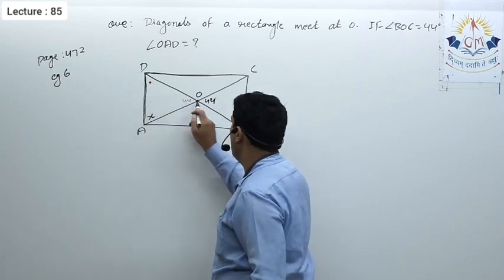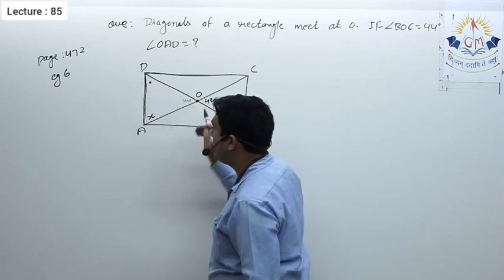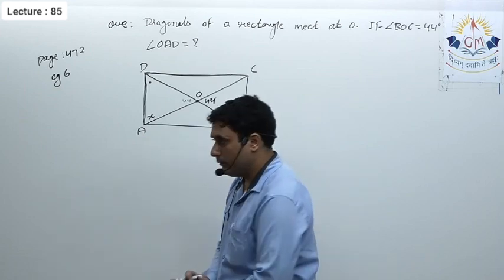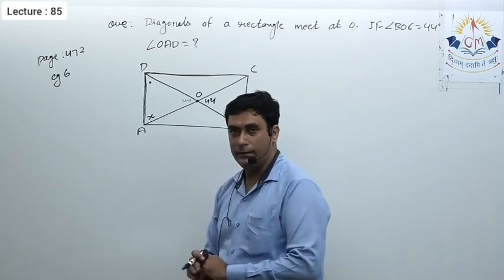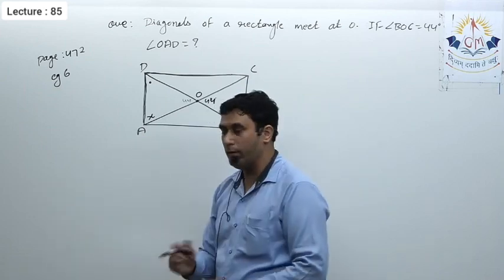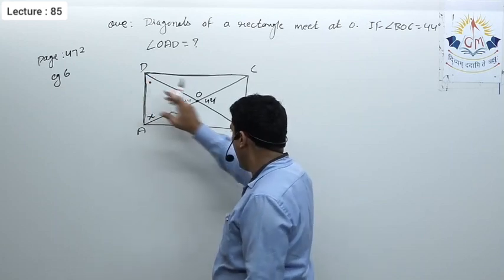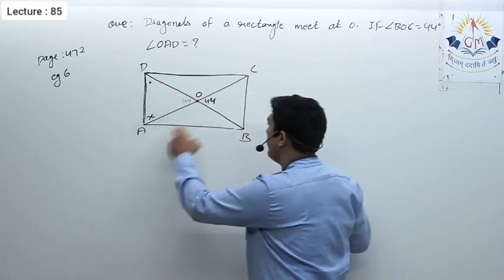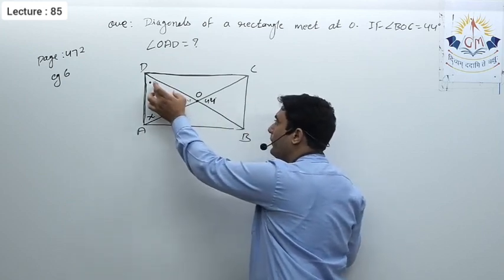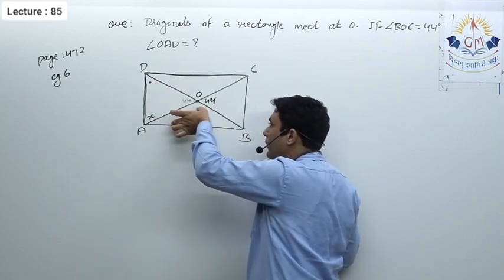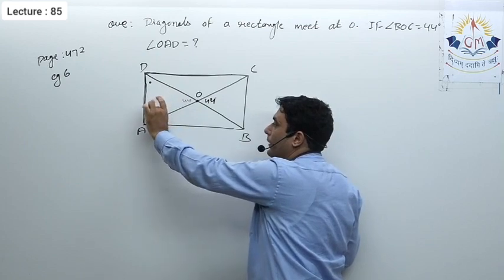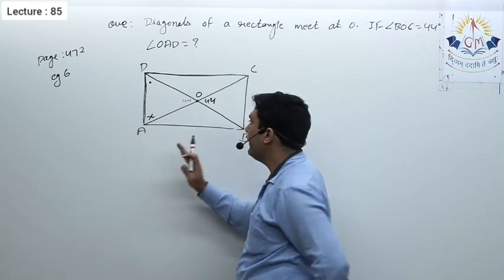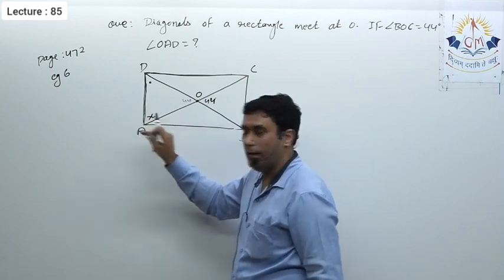Here we know that in a rectangle diagonals are equal. We also know that diagonals bisect each other in a parallelogram, so also in a rectangle. So I can say, as we have BD equal to AC, their halves will be equal. That means DO will be equal to CO. So this is x, and this will also be x. Then by applying the angle sum property, I will be able to get the measure of this angle x.